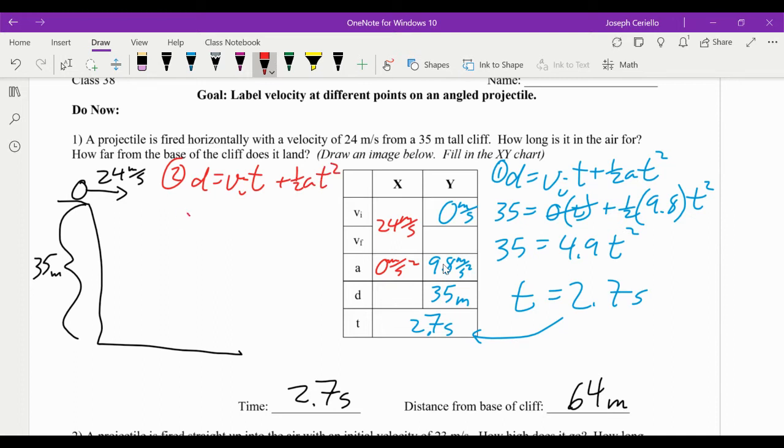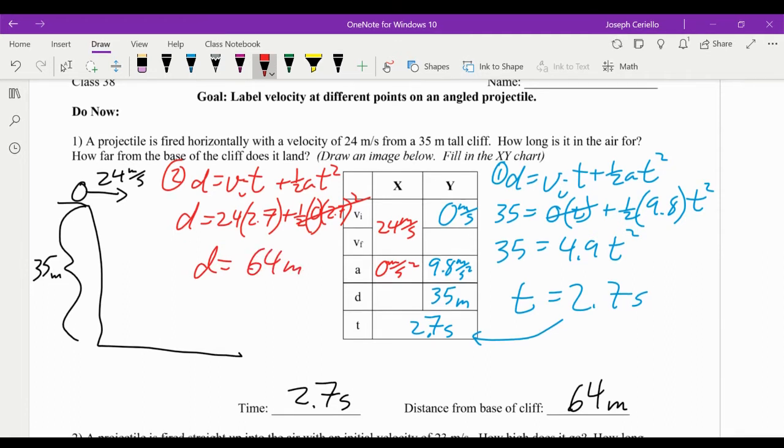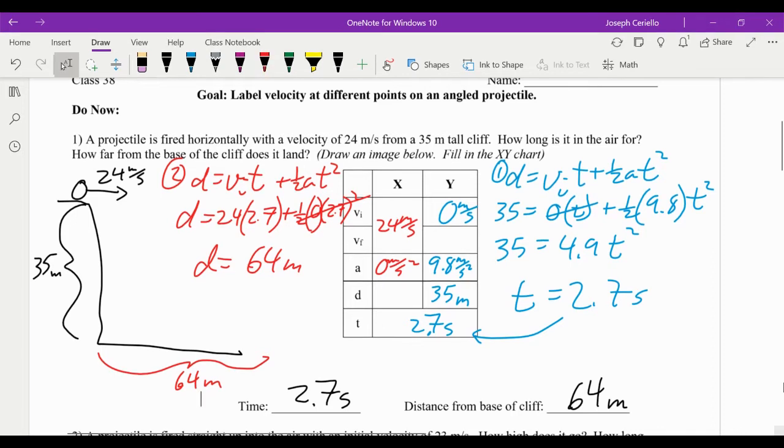So d is going to be our unknown, v initial is going to be 24, t is going to be 2.7, plus 1/2, a in the x direction is 0, t is 2.7 squared. Well, that doesn't really matter, that all goes away. We end up getting a distance in the x direction of about 64 meters. All right, so there we have it. That would be this distance here. So it went 64 meters from the base of the cliff. It was in the air for 2.7 seconds. All right, let's check out the next one.